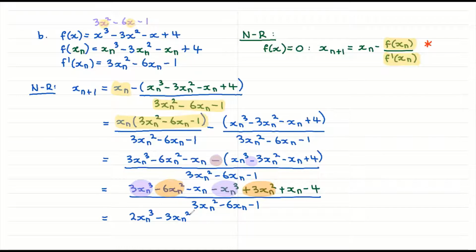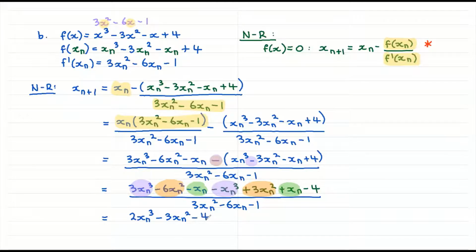Okay, let's have a look now at the xn terms. So we've got negative xn there, sorry, the xn's I should say. The negative xn and a plus xn, so they're going to cancel. So we're just left with subtract 4.